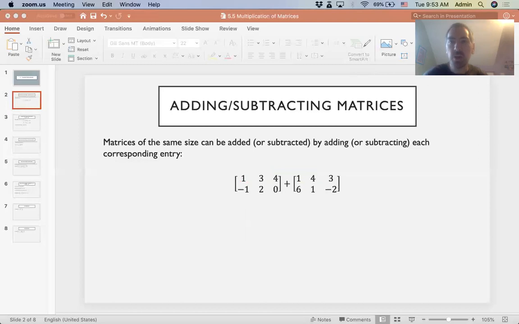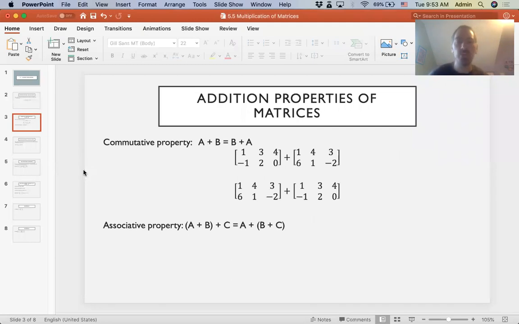All right, now there are some properties that we want to pay attention to when we're adding these matrices. The two properties involve the commutative property and the associative property. Now, the commutative property is when you switch the order of your sum. This commutative property tells us that A plus B will result in the same matrix as if we were adding B plus A. So it does not matter the order of where you're putting these matrices, you'll get the same answer.